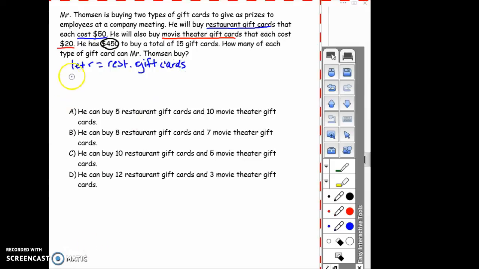And then I have movie theater cards. So I'm going to say let M equal movie cards. That should be enough. Beautiful. So let's go ahead and write a system.